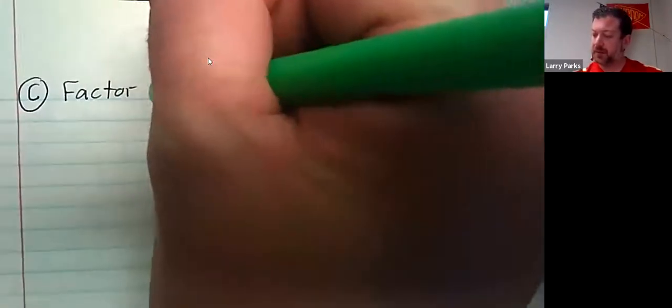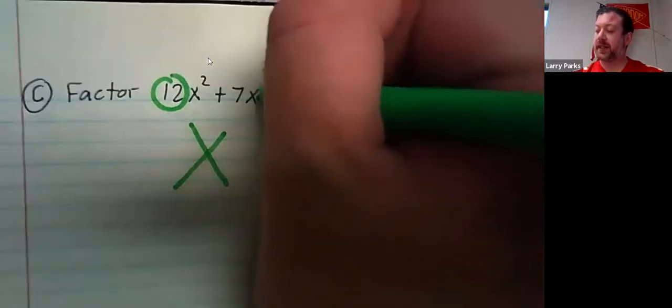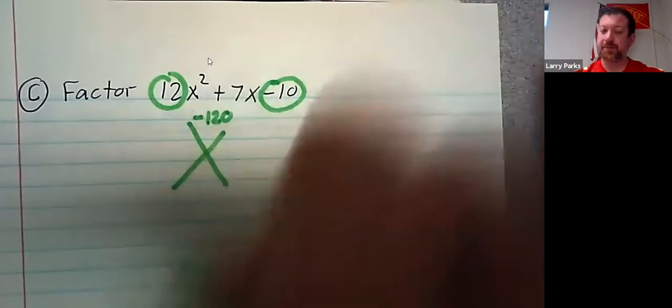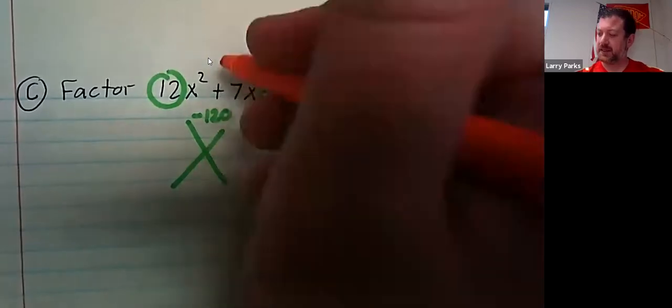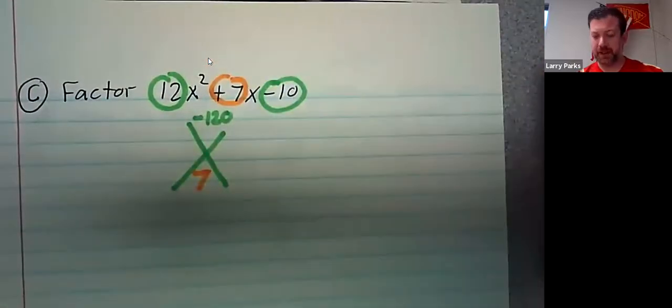So I take my 12 times my -10, and I get -120. That's going to be fun. And then I take my 7 in the middle, and I put that there. And now I need to find the combination that multiplies to -120 but adds to 7.